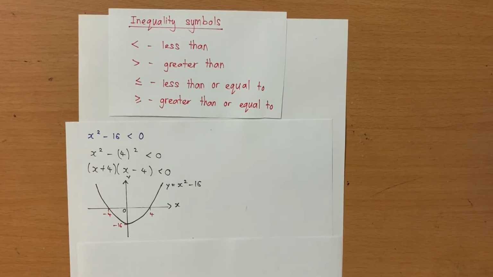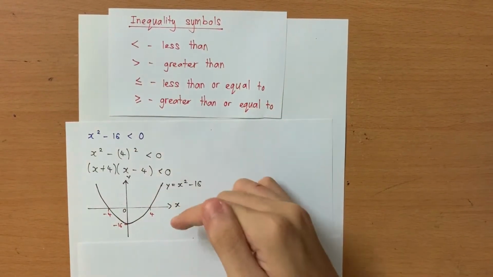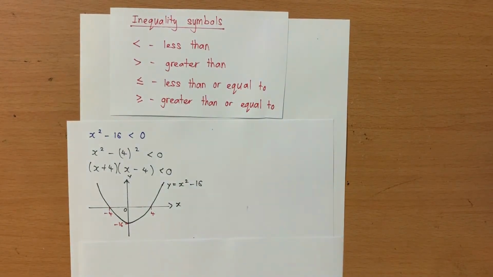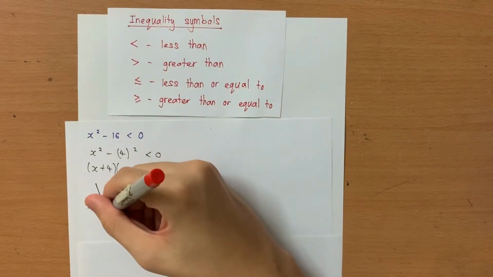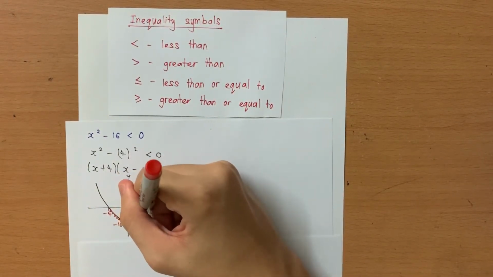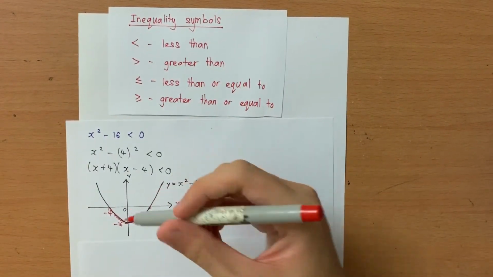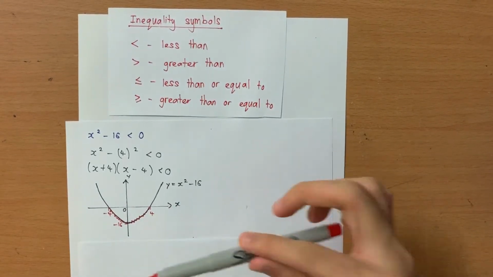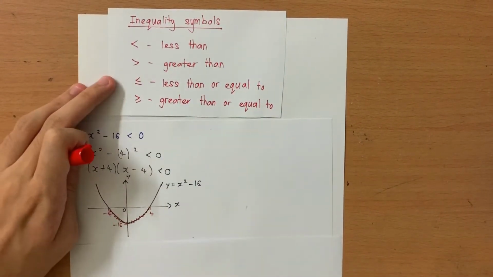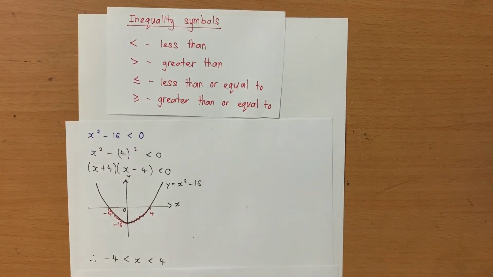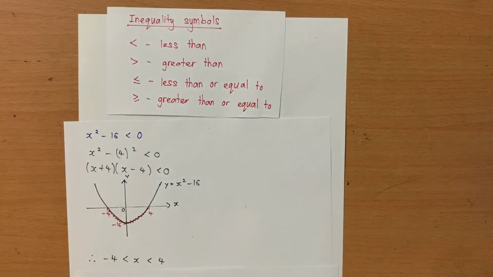So now we are going to find where x squared minus 16 is less than 0. You can see here, for the range of x to let that happen, it must be in between 4 and negative 4 for this curve to be less than 0, to be underneath the x-axis. So we can conclude that x is in between negative 4 and 4 for this to happen.